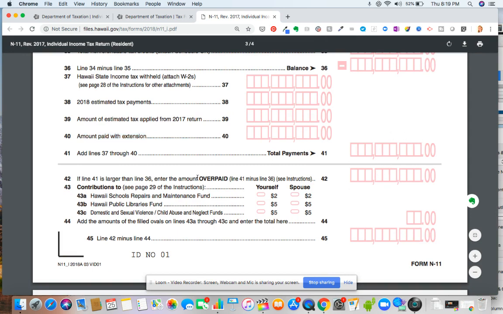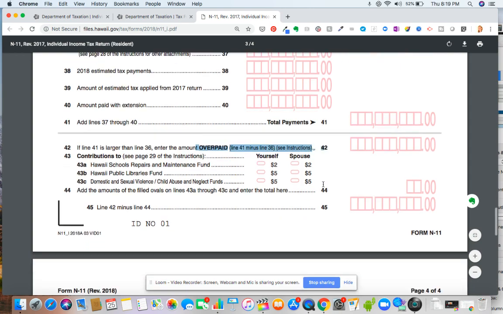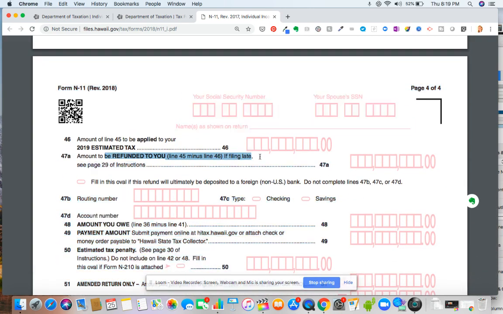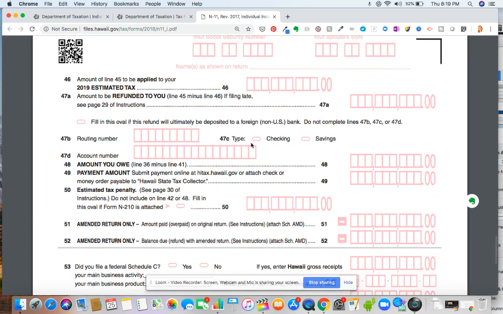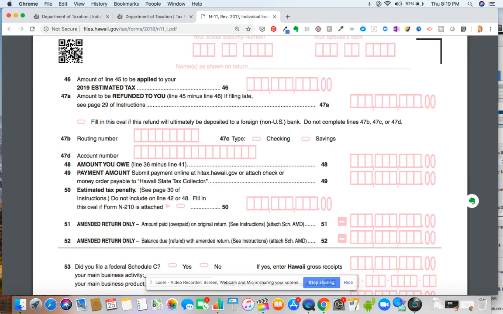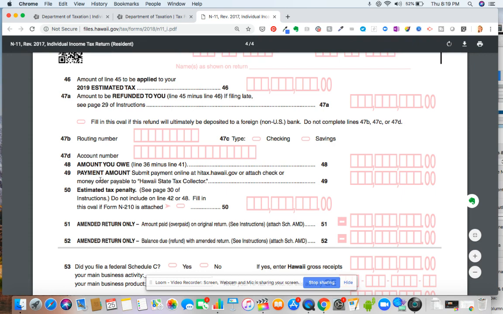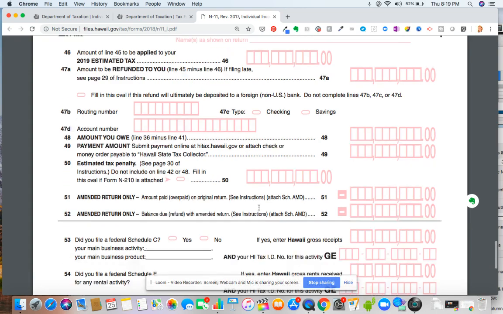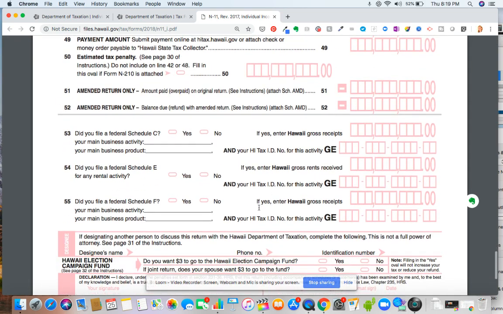And then you'll either have an overpayment, right? Or you'll have an amount to be refunded to you. And here is where you'll enter your bank account information. It's just like federal. If you don't pay as you earn, like you're required to, then you may have an estimated tax penalty, or you don't pay in enough if you owe too much.